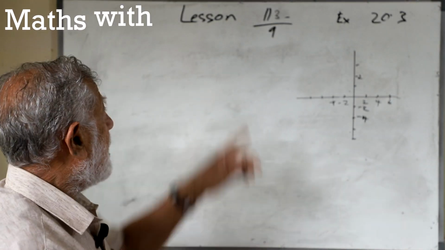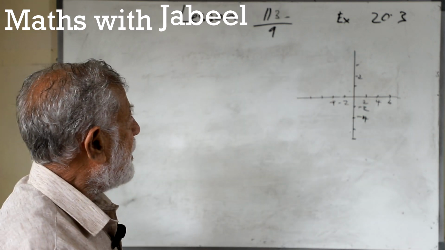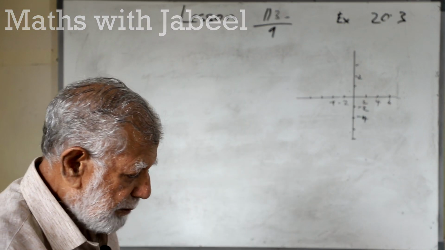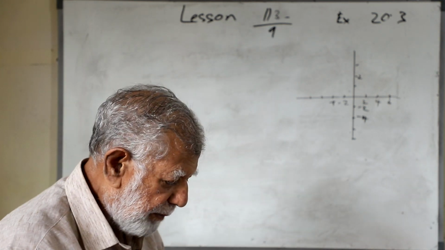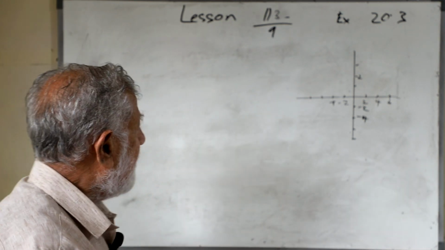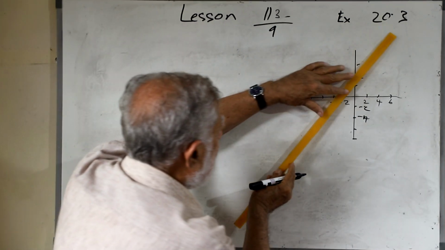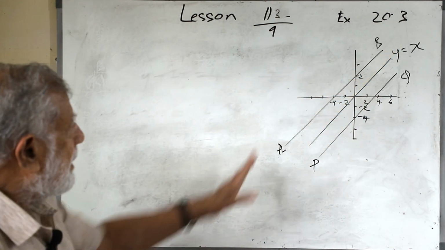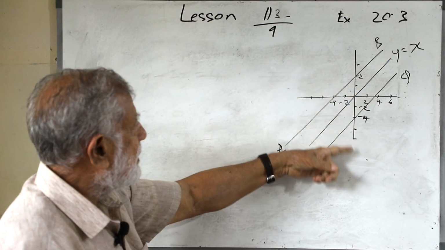Now we have come to lesson 113.9 and same exercise we are continuing, exercise 20.3. So now here we are going to question number 7. In question number 7, they are given the Cartesian plane and they are given 3 straight lines. These are graphs that they are given for question number 7. They are given 3 straight lines.